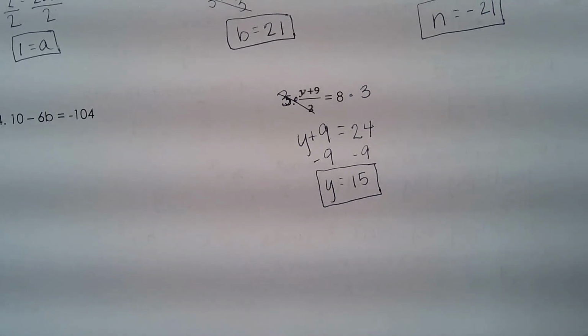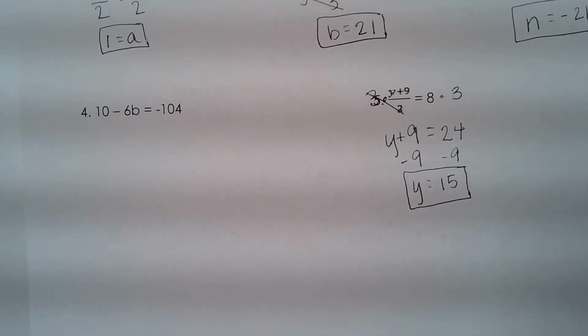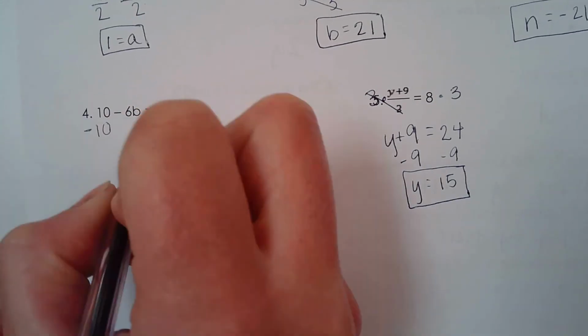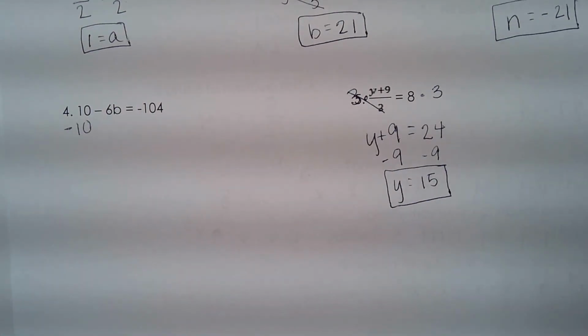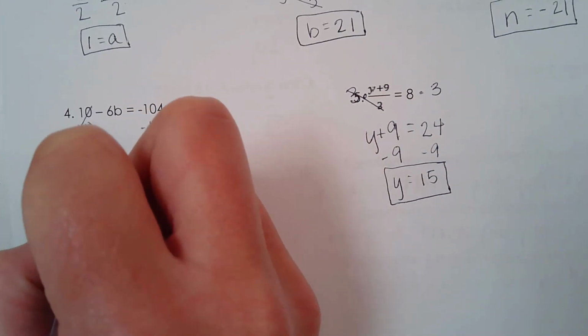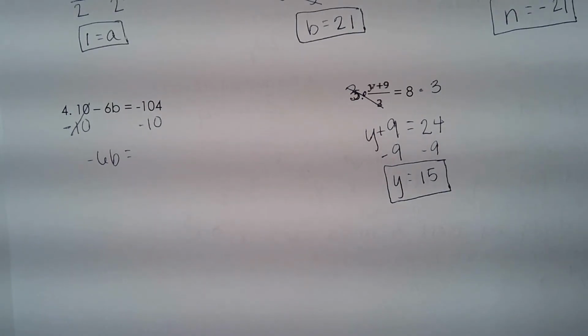All right. So number 4, then we'll be done. We've got 10 minus 6b equals -104. What do we need to move first? Subtract the positive 10. Why are we subtracting 10 first? Why can't we do something with it? It's not with the variable at all. It's not even touching it, so you've got to move it first. So you're going to have -6b equals, what's -104 minus 10? -114. Good.